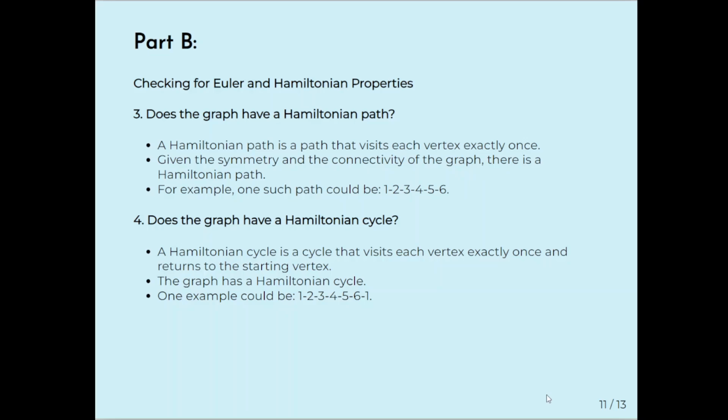So 3 and 4, Hamiltonian properties. Does the graph have a Hamiltonian path? Well, a Hamiltonian path is a path that visits each vertex only once. Given the symmetry and the connectivity of the graph, there is a Hamiltonian path. For example, one such path would be 1, 2, 3, 4, 5, 6. Now, you remember what I said earlier, because this is relevant here. I said that each odd number vertex is connected to each of the even number vertices, and vice versa. Okay, that's important.